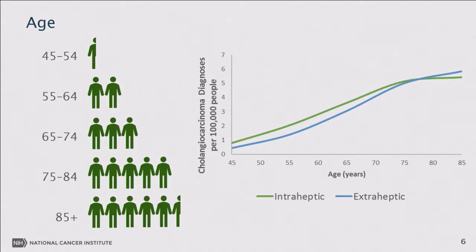Looking at this on a graph, going horizontally, this is an individual's age in years, and this goes from 45 to 85. What I want you to pay attention to is that the number of people diagnosed for every 100,000 continues to rise as age increases. I'm also showing you here intrahepatic in green and extrahepatic in blue. And this shows you again what I stated in the very beginning, that intrahepatic is a little bit more common in the United States.